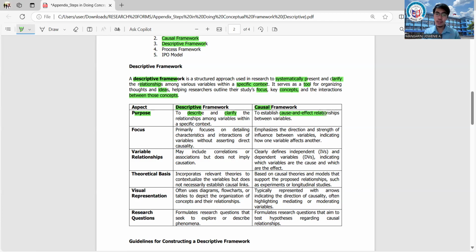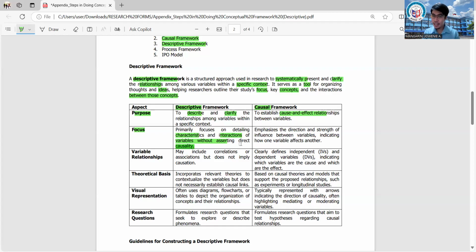When it comes to focus naman, the primary focus of descriptive framework is on the characteristics and interactions among the variables without telling ano yung direct effect ng variable sa isa't isa. Okay, take note ha. Ang focus ng descriptive framework is just to detail the characteristics and interactions among the variables. But it cannot present the direct cause and effect relationship among our variables. Hindi niya kayang magpakita ng causality.